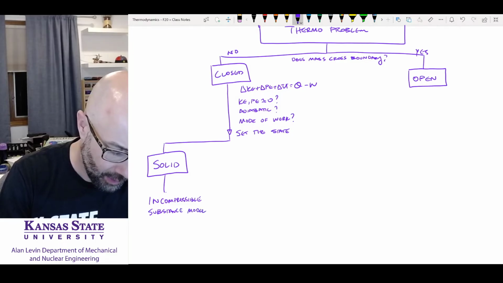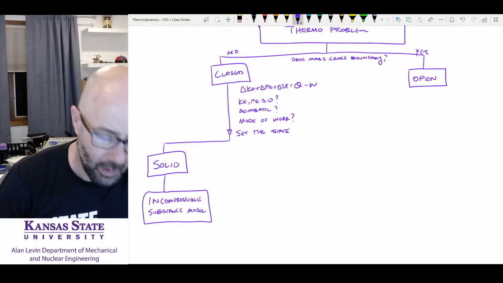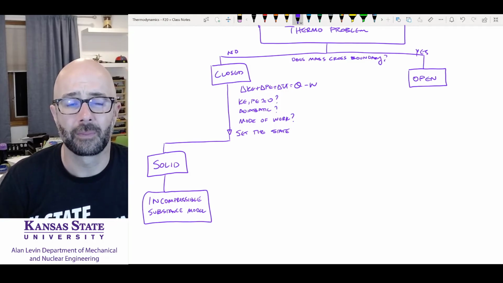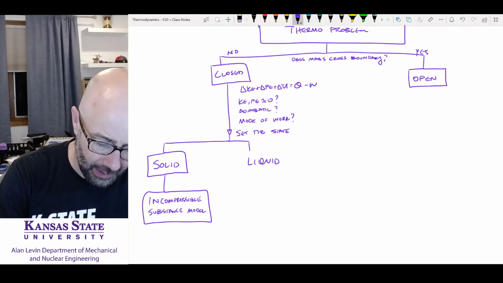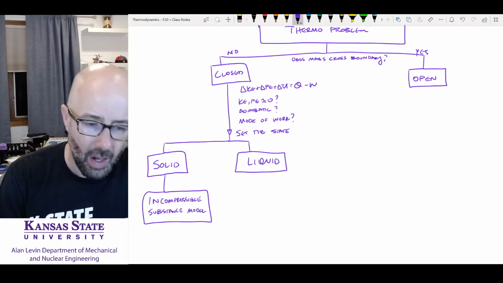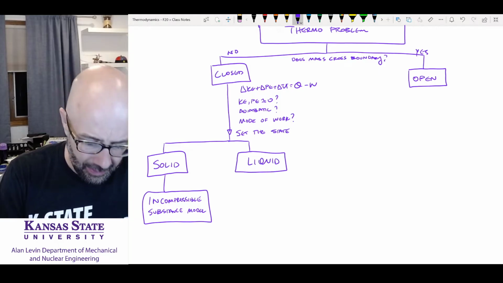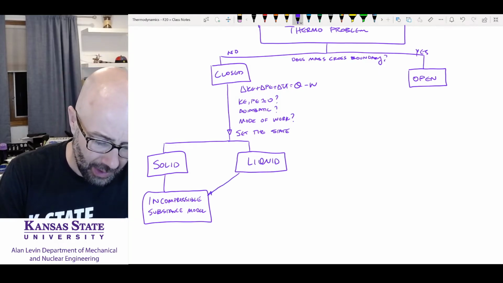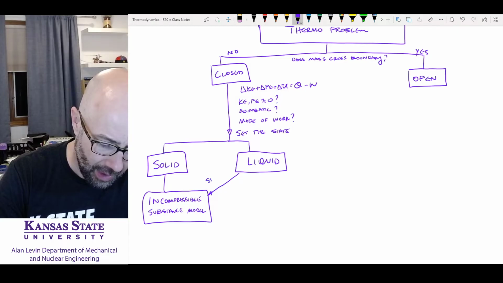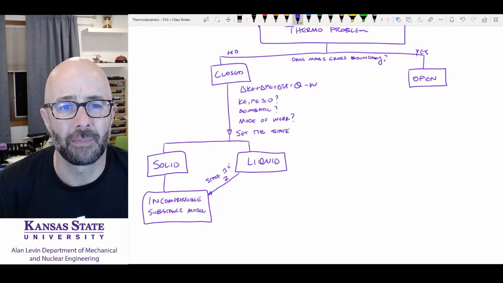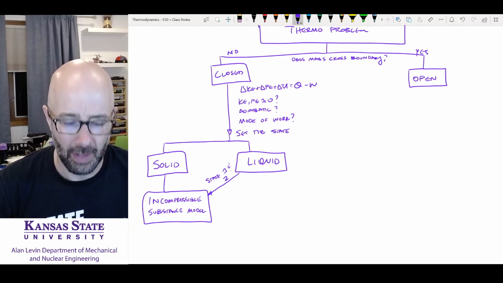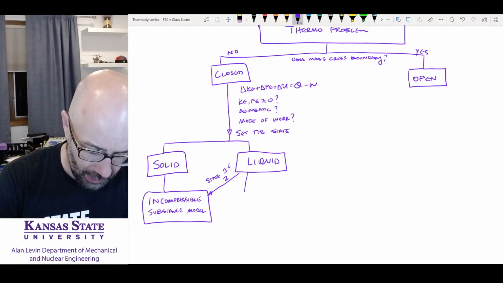Only thing we can do. Okay, done. The next thing we can look at is if it's a liquid. Okay, if it's a liquid, well, we can use the incompressible substance model if in state 1 and state 2 it's a liquid. You can use the incompressible substance model. Absolutely you can. Or what we can do is the liquid approximation.